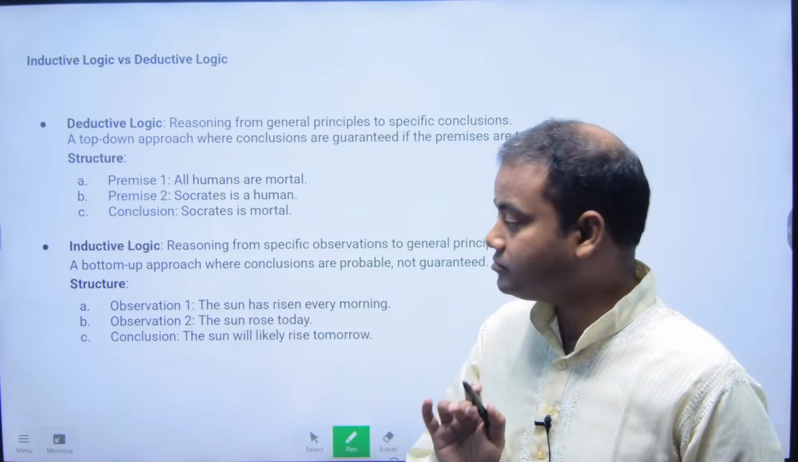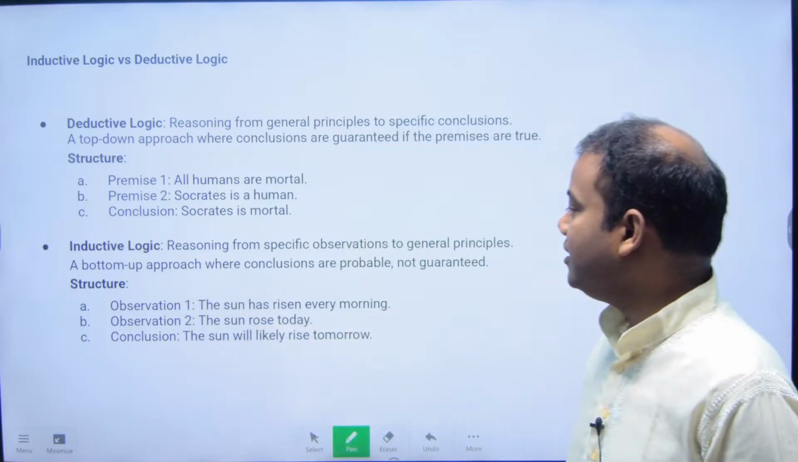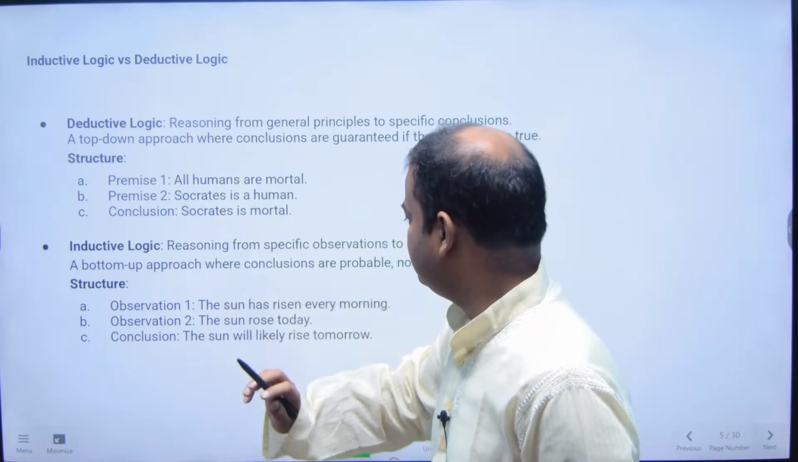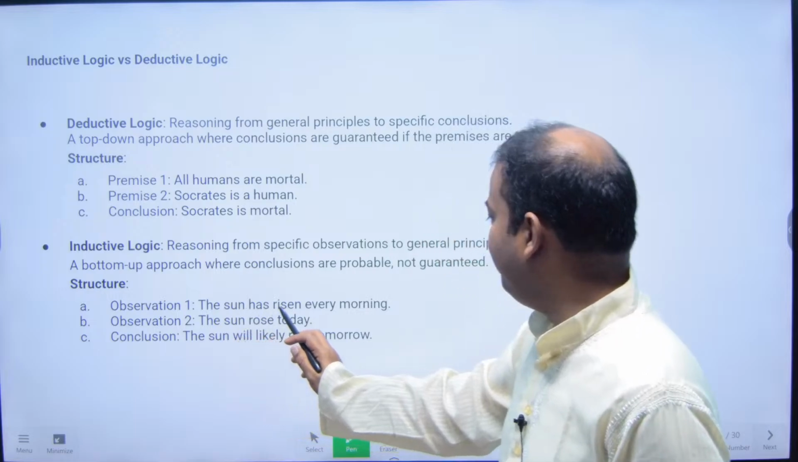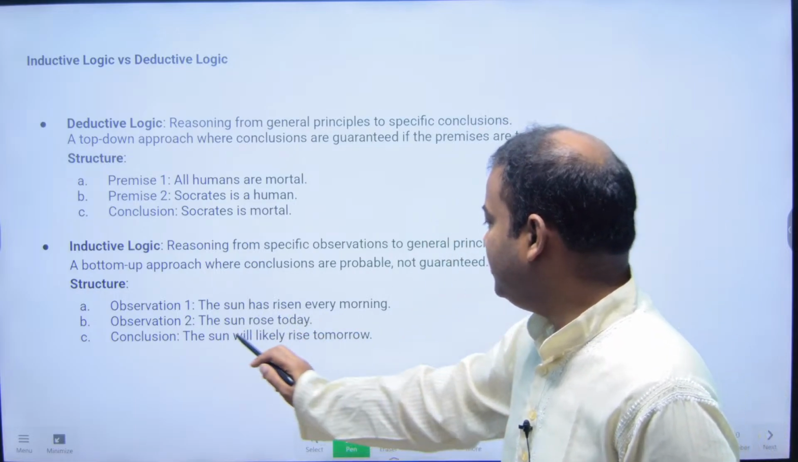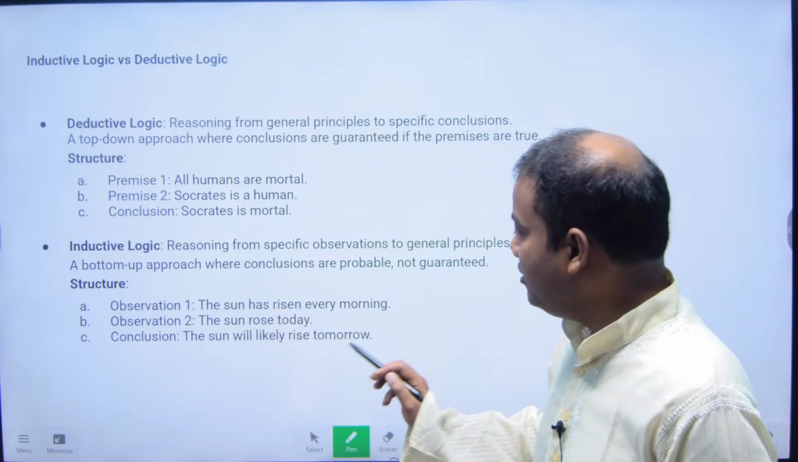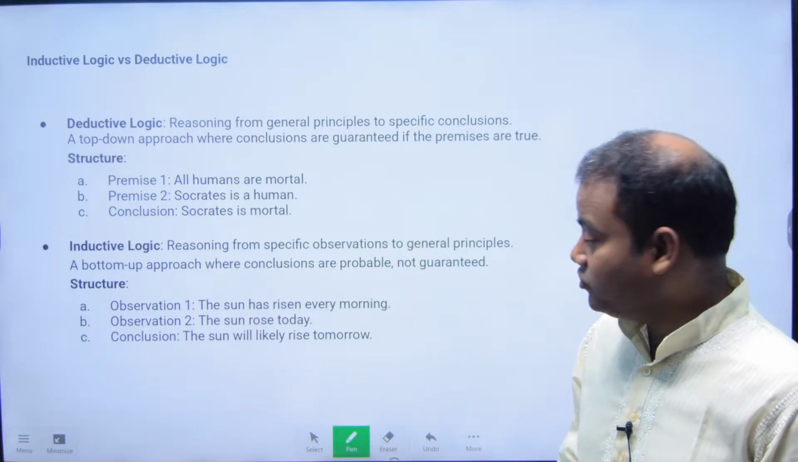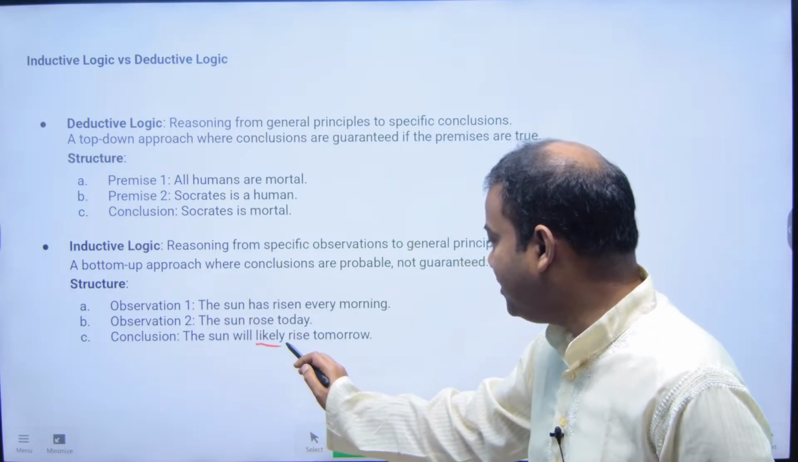Any doubt? What is inductive logic? Opposite of that. The sun has risen every morning, the sun rose today, so you conclude the sun will likely rise tomorrow. So here the thing is likely.